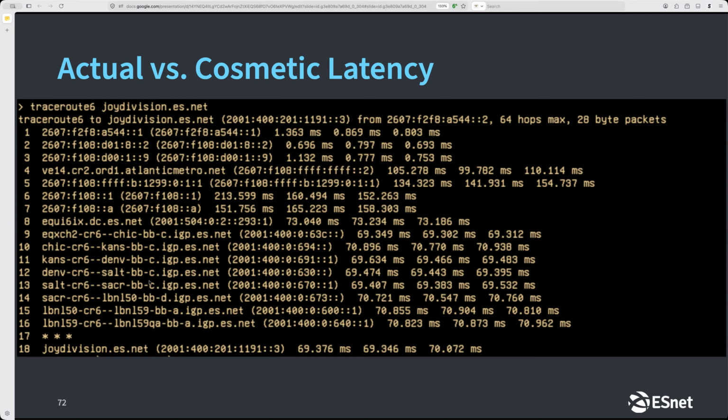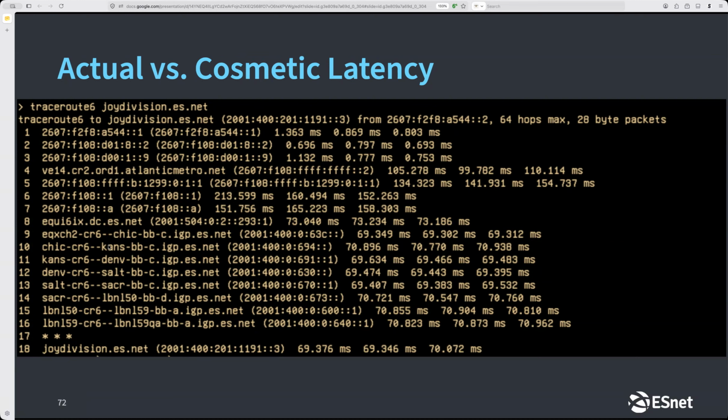Now, the reason for that is Atlantic Metro prefers settlement-free peering with ESnet. Back when Atlantic Metro was only Atlantic Metro, before they were apparently now Atlantic and Pacific Metro, we peered with them at Equinix DC. And you can see that it's still there. Equinix DC is where it goes over to ESnet, and you can see that peering relationship hasn't been updated.